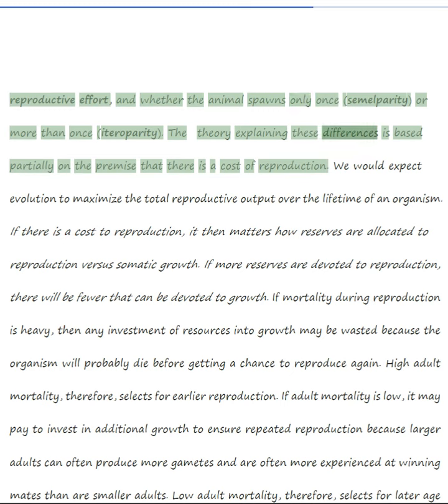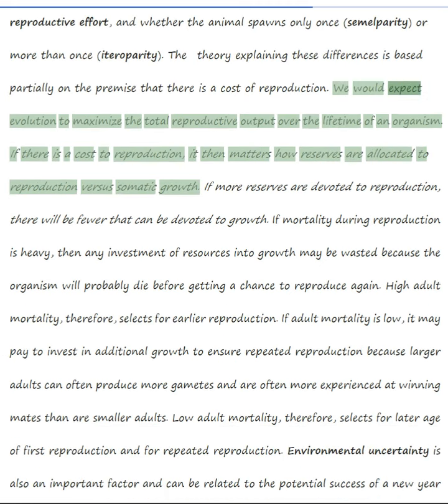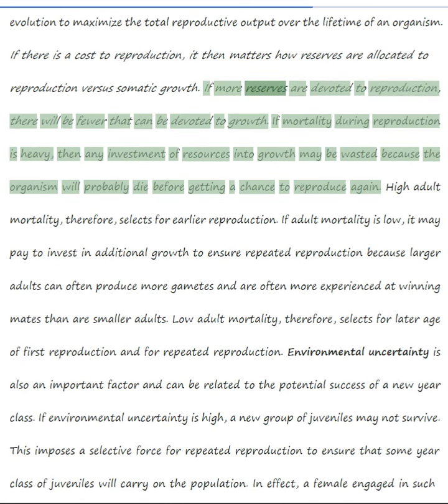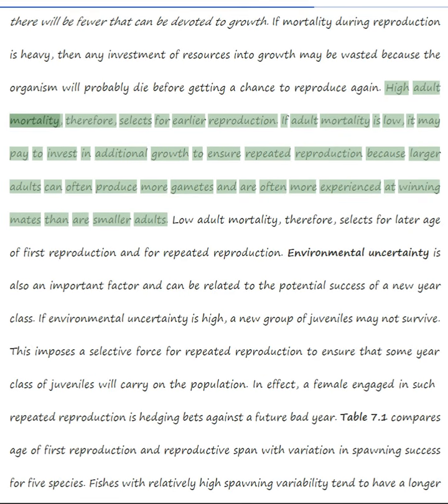The theory explaining these differences is based partially on the premise that there is a cost of reproduction. We would expect evolution to maximize the total reproductive output over the lifetime of an organism. If there is a cost to reproduction, it then matters how reserves are allocated to reproduction versus somatic growth. If more reserves are devoted to reproduction, there will be fewer that can be devoted to growth. If mortality during reproduction is heavy, then any investment of resources into growth may be wasted because the organism will probably die before getting a chance to reproduce again. High adult mortality, therefore, selects for earlier reproduction.